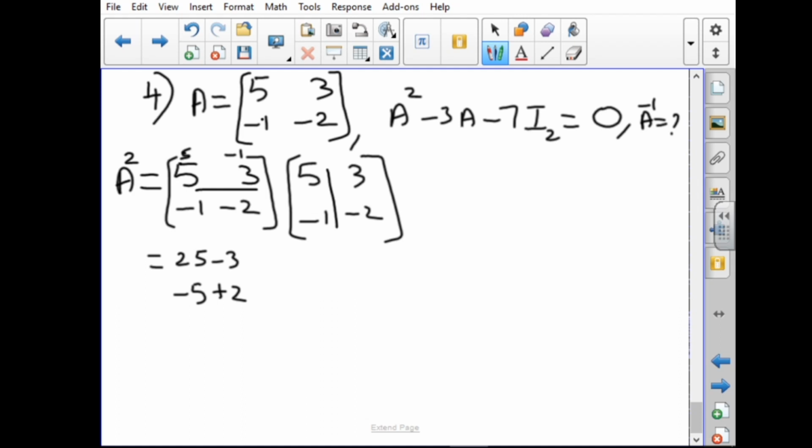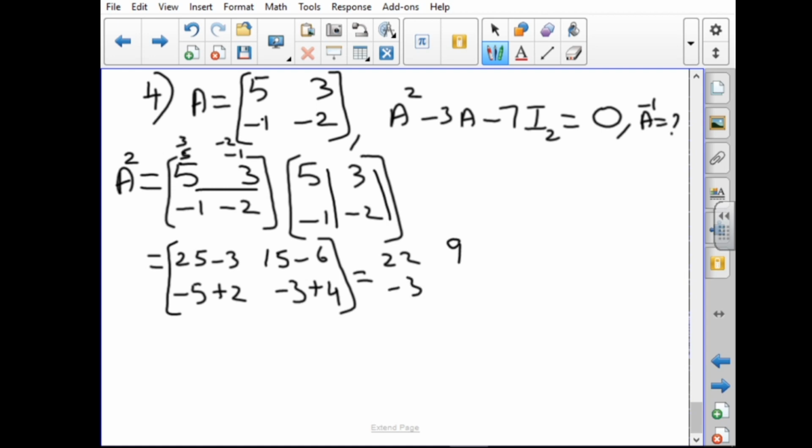Then take next column 3 and minus 2. So 3 5s are 15. Minus 2 into 3 is minus 6. Then 3 into minus 1, minus 3, minus 2 into minus 2, plus 4. So this is equal to 25 minus 3, 22, 15 minus 6, 9, minus 5 plus 2, minus 3, and this is 1. So this is A square.